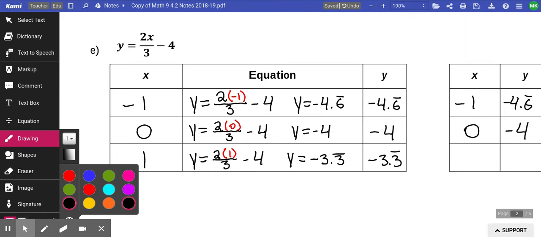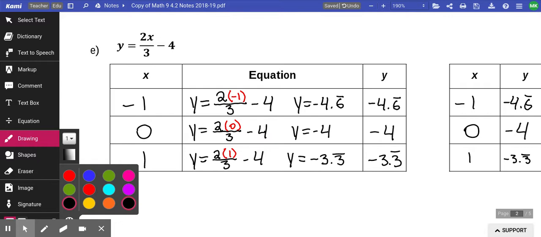Did people put that in their calculator and they got that? Oh, good. And again, these match up to points on a graph, which then you could connect to create a line, like we did in the very first example.